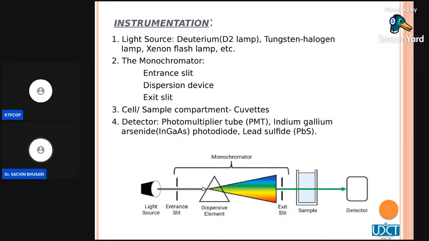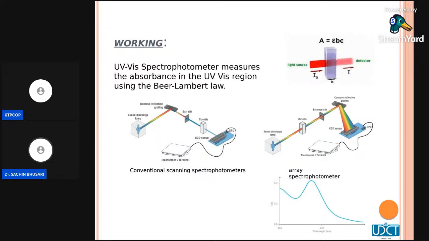Light source is there, entrance slit, dispersive element is there, then exit slit is there, sample, and then detector. Monochromator system is there, so entrance and exit slit. This is for the student purpose. So there are detectors: photomultiplier tubes, indium gallium arsenide photodiodes, lead sulfides. So UV, this is the working mechanism.